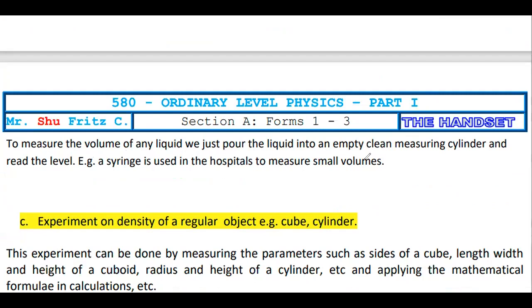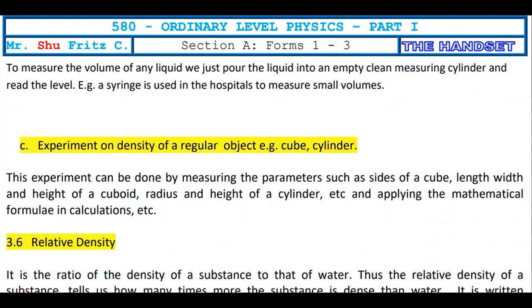For example, you can equally use a syringe in the hospital to measure the volume of the blood sample that you want to collect. So it is the same procedure, but for that one you don't need to immerse any stone. You just need a measuring cylinder and water or the liquid. You pour it inside the cylinder and then just read the level directly. That's for a liquid. Now, let's look at an experiment to measure the density of a regular object, e.g., a cube.